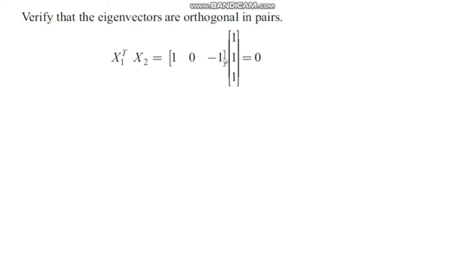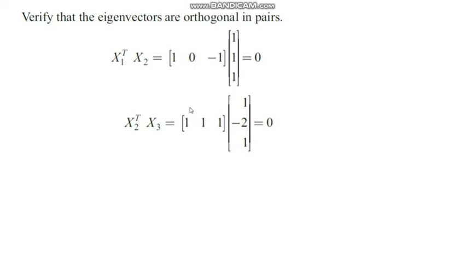If the dot product of two eigenvectors is 0, then x1 and x2 are said to be pairwise orthogonal eigenvectors. The dot product is defined as x1 transpose x2. This is (1, 0, -1) transpose of the first eigenvector, and x2 is the second eigenvector (1, 1, 1). So 1 times 1 plus 0 times 1 plus -1 times 1. The result is 1 minus 1, which goes to 0. Therefore, the dot product of x1 and x2 is 0, and x1, x2 are pairwise orthogonal eigenvectors.